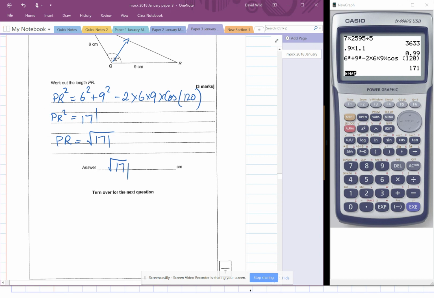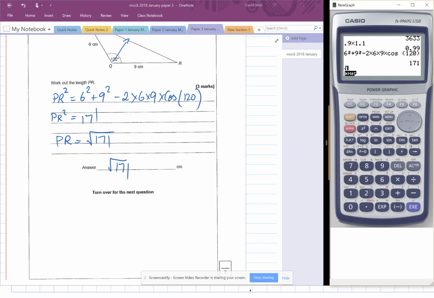Now, that's an exact answer. So that would be absolutely fine. Or we could potentially write it as a third, or we could do it as a decimal, 13.1 to 3 decimal places.